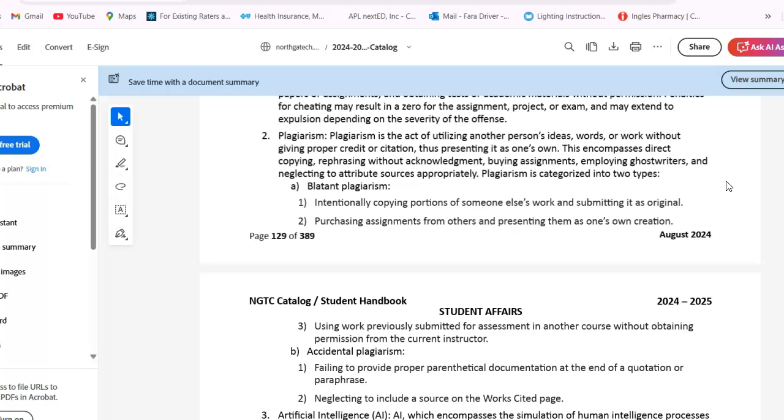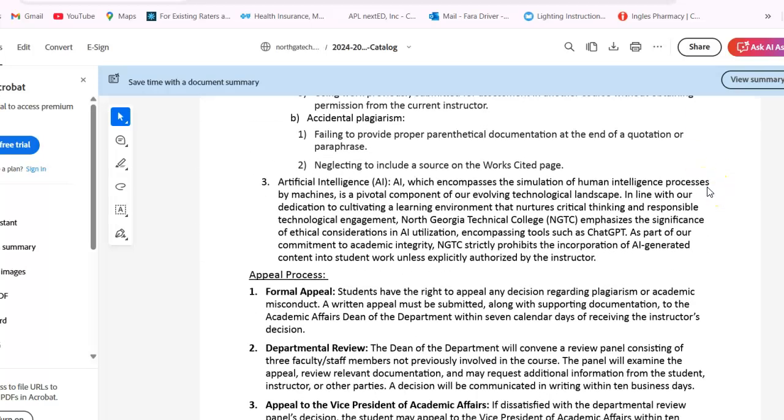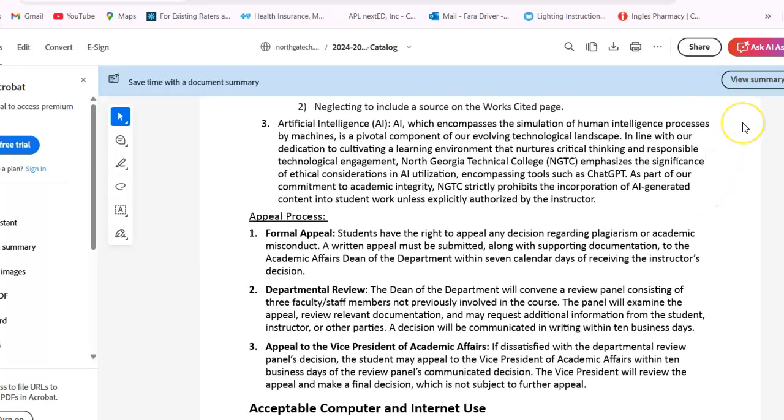Intentional or blatant plagiarism, as it says here, is intentionally copying portions of someone else's work and submitting it as original, purchasing assignments from others and presenting them as one's own creation. And again, that goes to the ideas like using Coursera and other places like that. That's a flat no. Do not do these things. You don't want to mess with me if I determine that you are cheating, because that's literally what cheating is, and it makes me very, very angry and very upset.